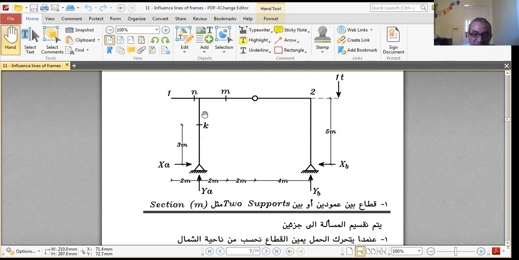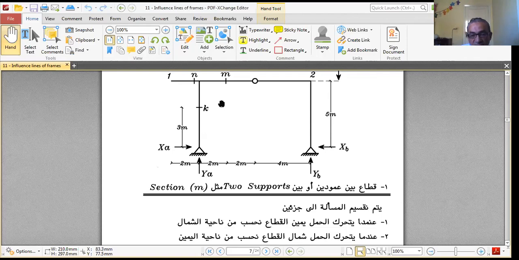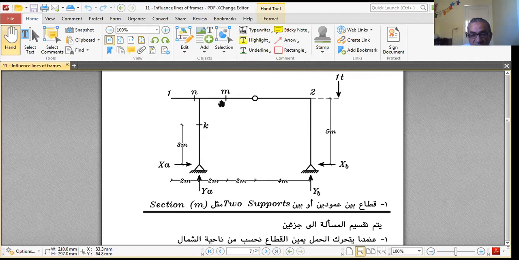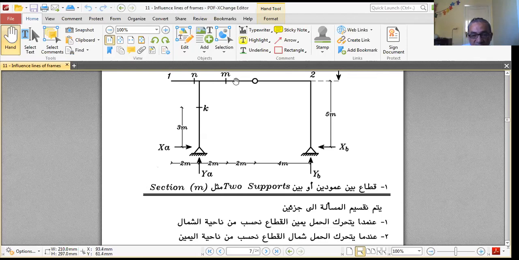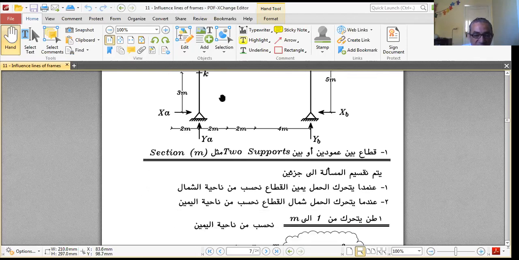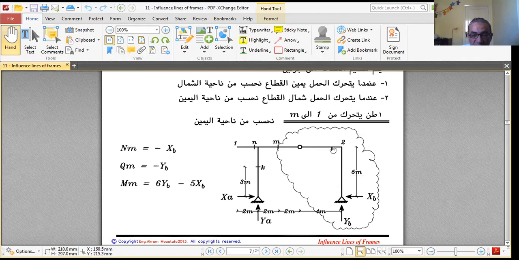So we have case number one, when the section is between the two supports, the section M. We divide the problem into two problems: when the load is to the right of the section, and when the load is to the left of the section. So when the one ton moves from M to 1, we calculate from the right. We put the load anywhere between 1 and M, we calculate from the right.